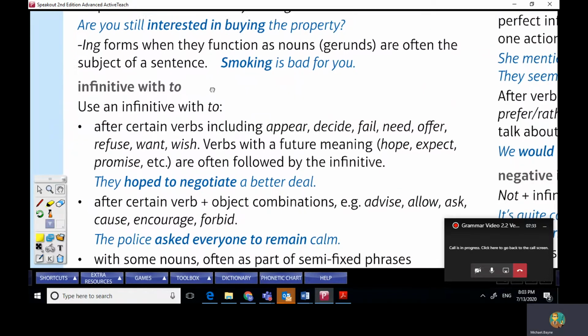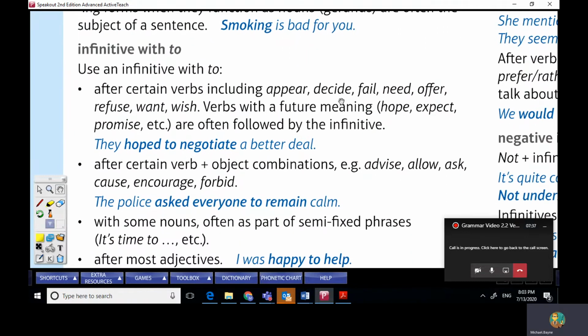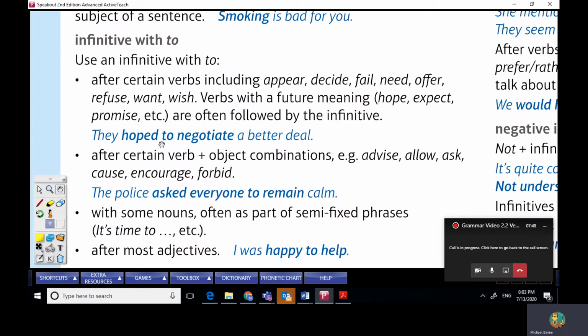Okay. All right, let's go on to infinitive with to. So some verbs: appear, decide, fail, need, offer, refuse, want, wish. Okay. Hope, expect, promise are often followed by the infinitive. They hoped to negotiate a better deal. So after this verb hope, we have to negotiate.